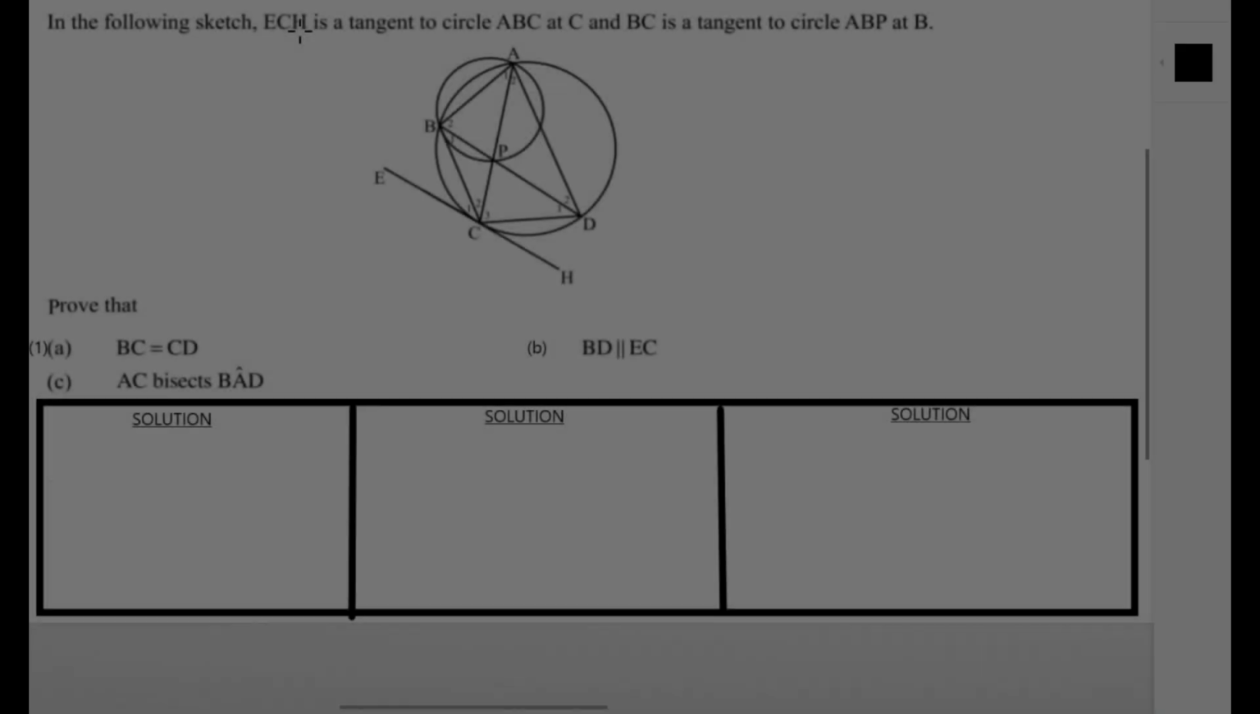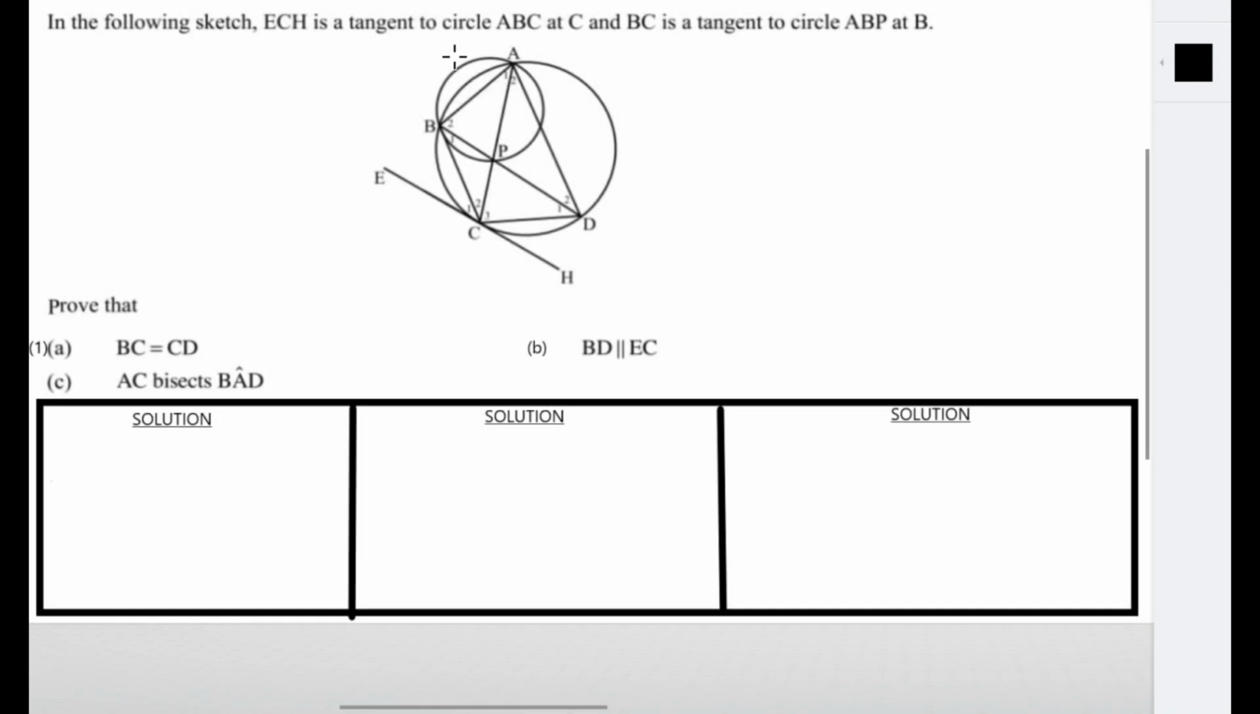In the following sketch, ECH is a tangent to the circle ABC at C, and BC is a tangent to circle ABP at B. So you're given two circles here, the smaller circle and the bigger circle. You are given the tangent ECH. This is a tangent to the circle ABC, the bigger circle, and BC is a tangent to the smaller circle, circle ABP. That's the information that we're given, and now we need to answer the question.